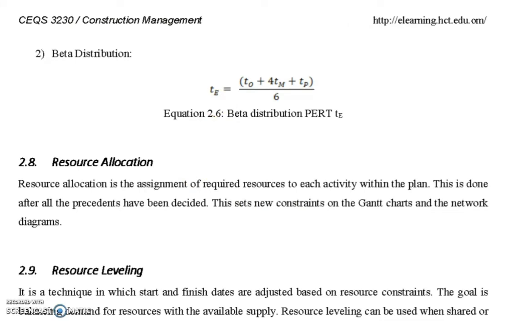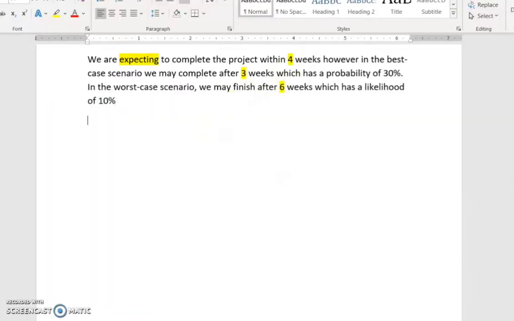We will say the expected time is the optimistic plus 4 times the most probable plus the pessimistic, divided by 6.